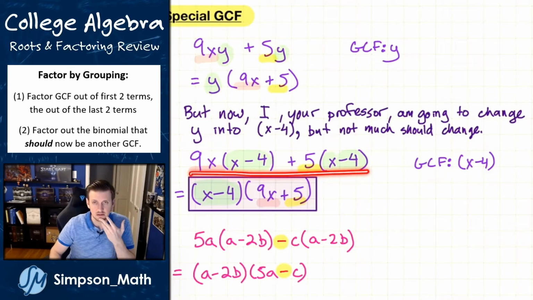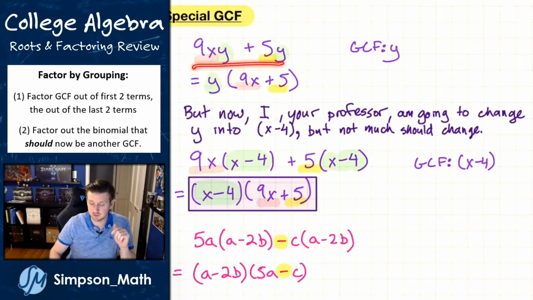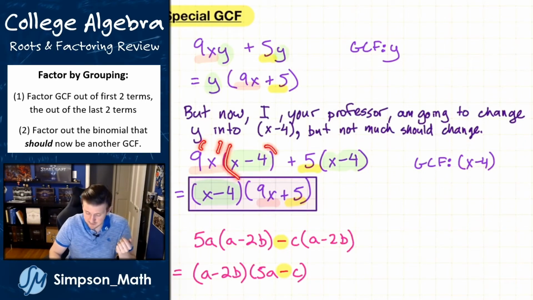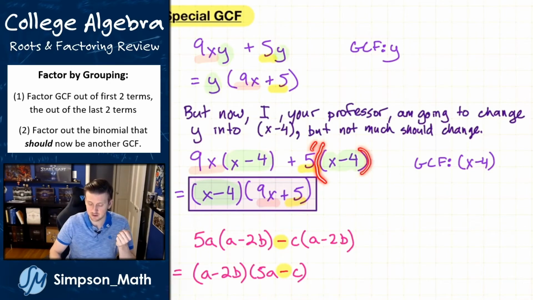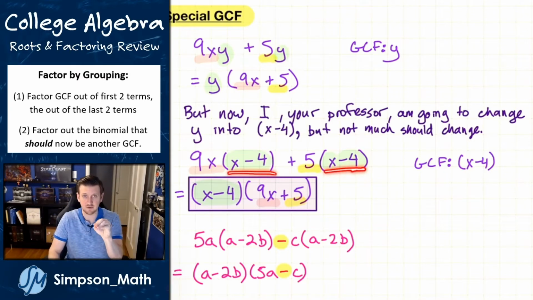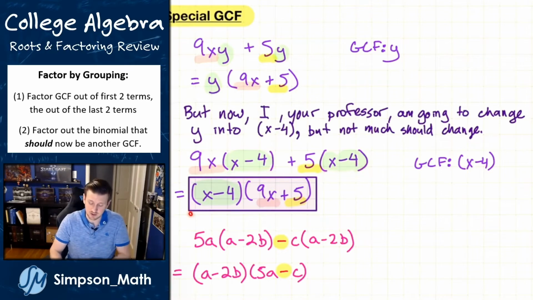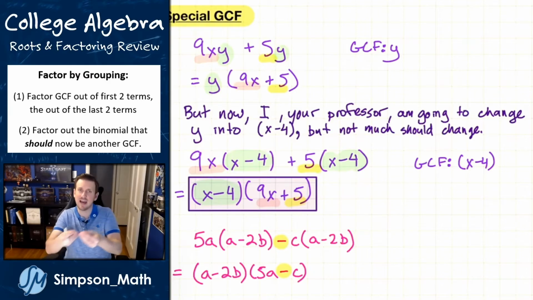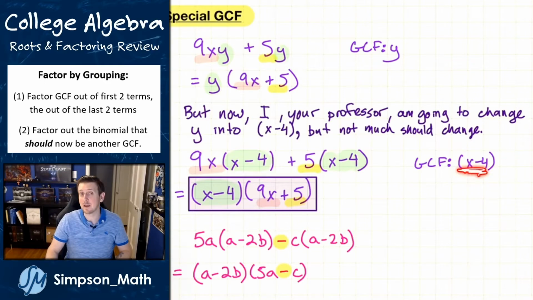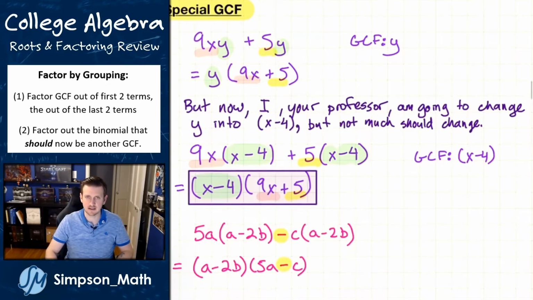If I see this, and I need to factor out a GCF, what's the GCF of this? Well, before I made the change, it was just y, right? So after I make the change, wouldn't the GCF still just be x minus 4? It is, right? This is 9 times x minus 4, and 5 times x minus 4. So the x minus 4 is a factor by itself, multiplying these other things, and it is the common factor. So I can factor out the x minus 4. Notice I have this y again, scrub it out and put an x minus 4 in its place. So now it's x minus 4 times 9x plus 5. If you look at this, I'm factoring out a GCF, but this GCF is a binomial. Kind of neat.